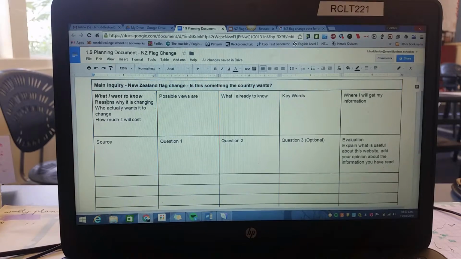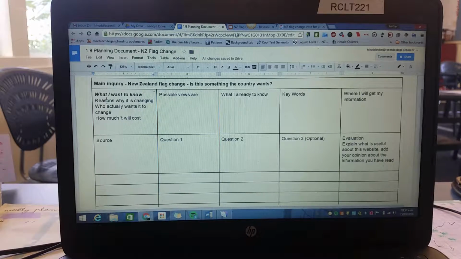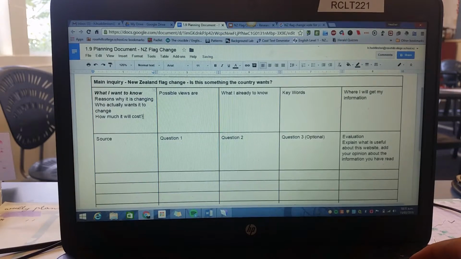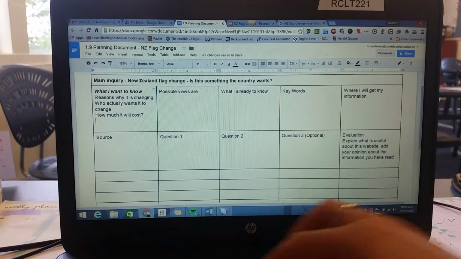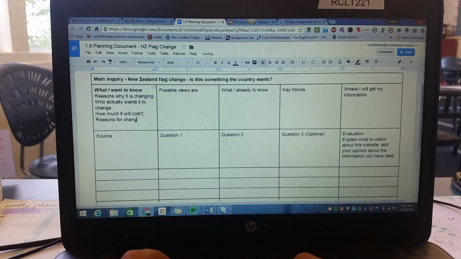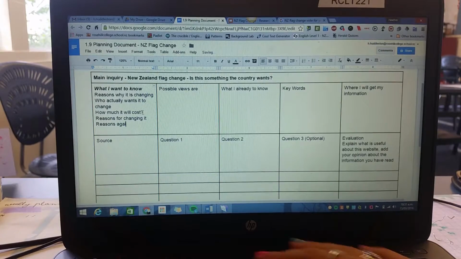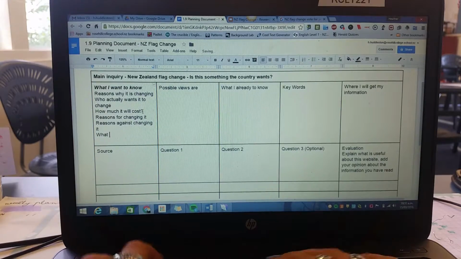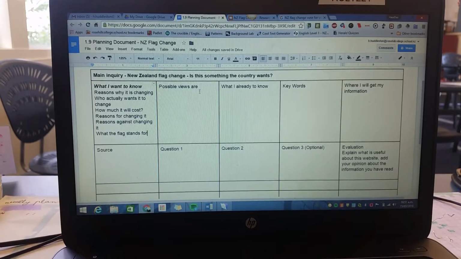This first box here is where you need to write what you want to know. So I've said reasons why it is changing. Who actually wants it to change? How much will it cost? It seems like they're spending millions and millions of taxpayers' money on changing this flag. I also might want to find out reasons for changing it. Reasons against changing it. I might also want to find out what the flag actually stands for. I know it's got the Union Jack on it, but does that really apply to us today?